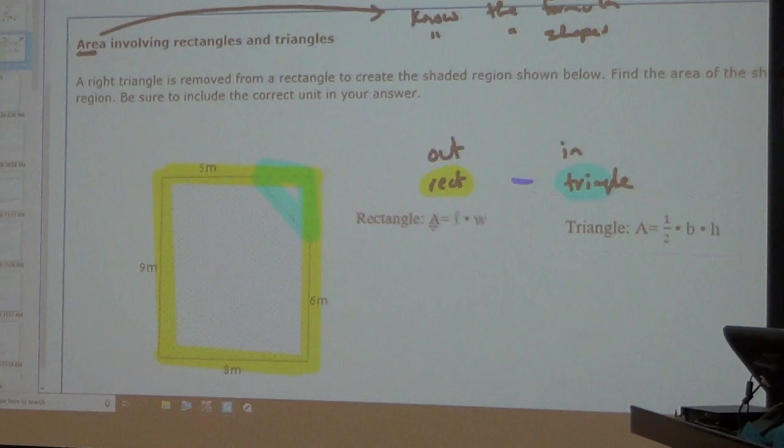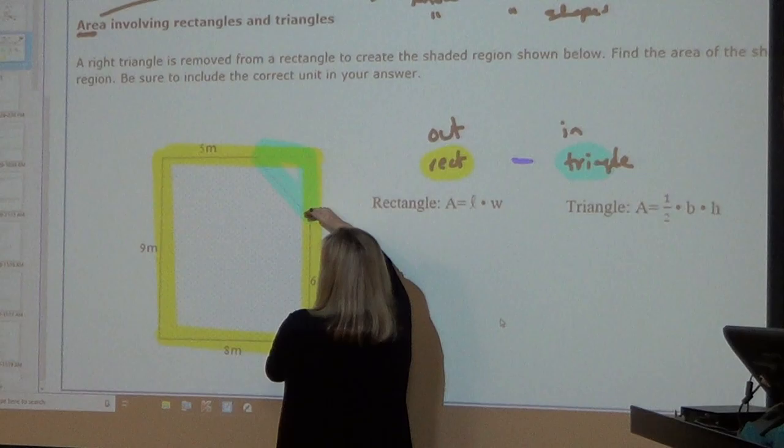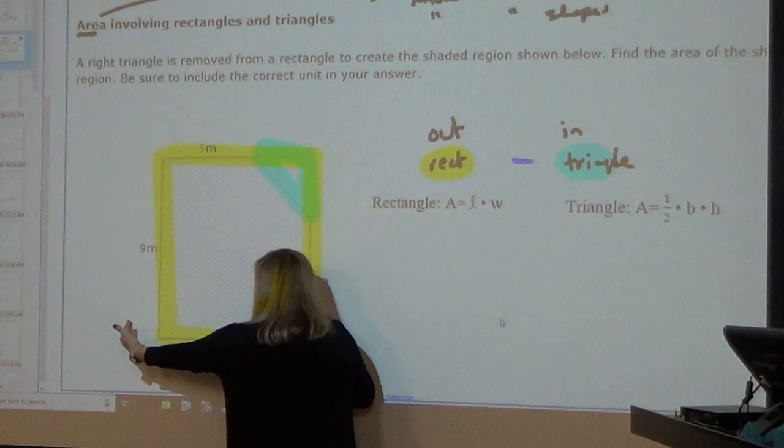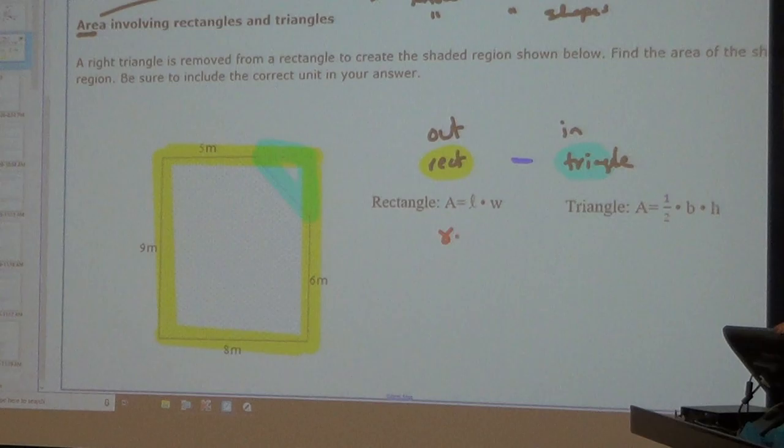So for the entire rectangle, what is the length and what is the width? What's the length and the width of the rectangle? 9 and 8. Don't tell me 6, because 6 is not the whole rectangle. 6 is just a partial side. So the whole length and the whole width are going to be the whole sides, not the baby sides. So 8 and 9 are going to be my length and my width. So 8 times 9 is the whole length and the whole width. That's 72.